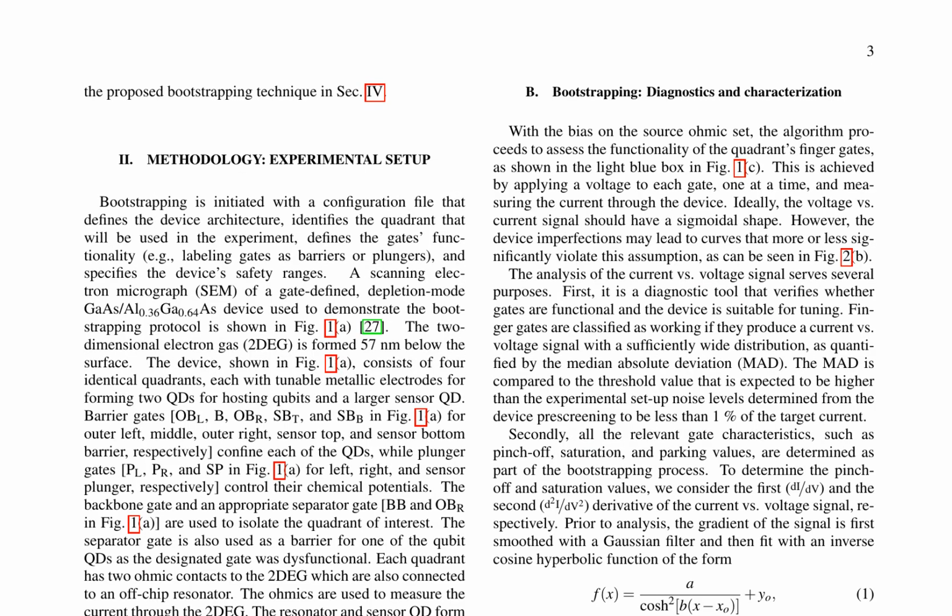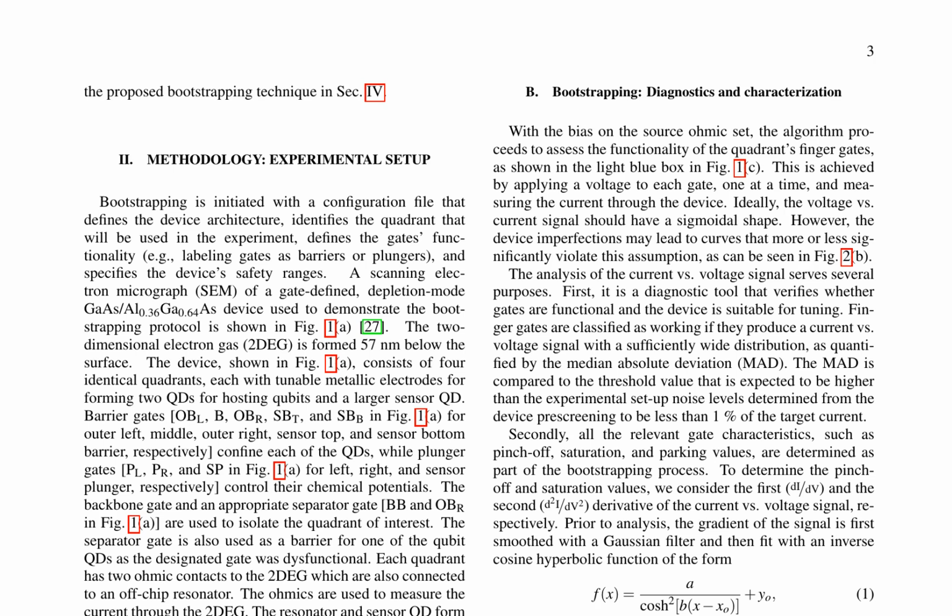The proposed bootstrapping technique is initiated with a configuration file that defines the device architecture, identifies the quadrant used in the experiment, and specifies the gate's functionality. A gate-defined, depletion mode gallium arsenide, Al 0.36 Ga 0.64 As device is utilized, consisting of 4 identical quadrants, each featuring tunable metallic electrodes for forming 2 quantum dots, QDs, for hosting qubits and a larger sensor QD. Barrier gates confine each of the QDs, while plunger gates control their chemical potentials.